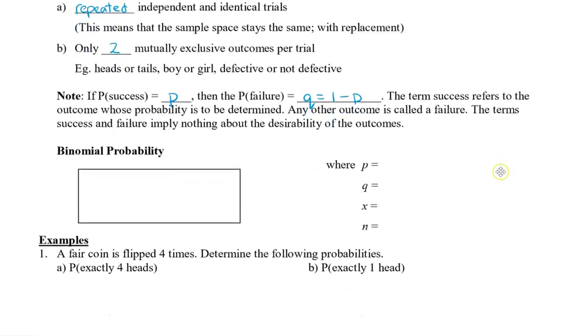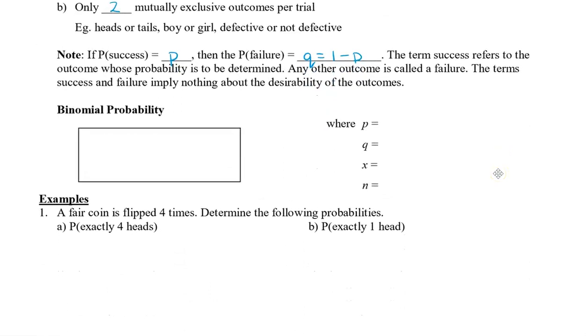The binomial probability has a formula that we can use to find the probabilities when there are only 2 outcomes. So we can say that the probability of x is equal to nCx times p to the power of x, which is what we're looking for, and then times q to the power of n minus x. You notice that the binomial probability is related to the binomial theorem, but notice that the exponents are swapped.